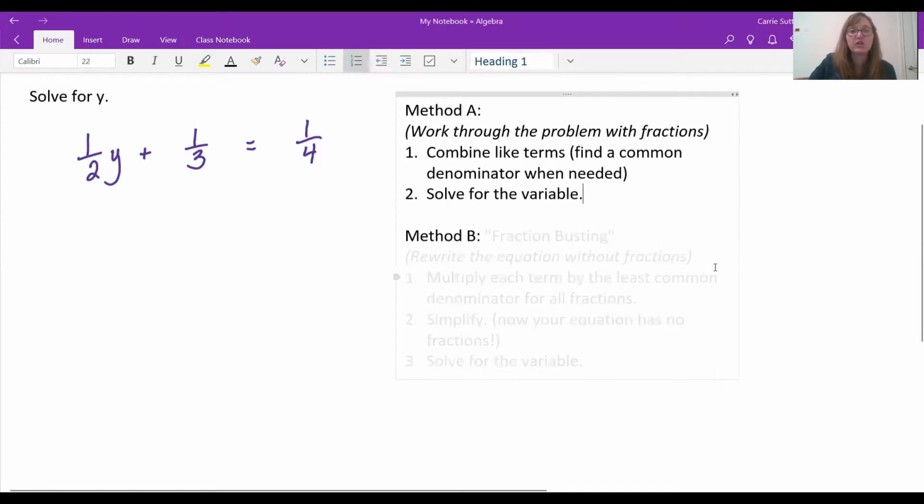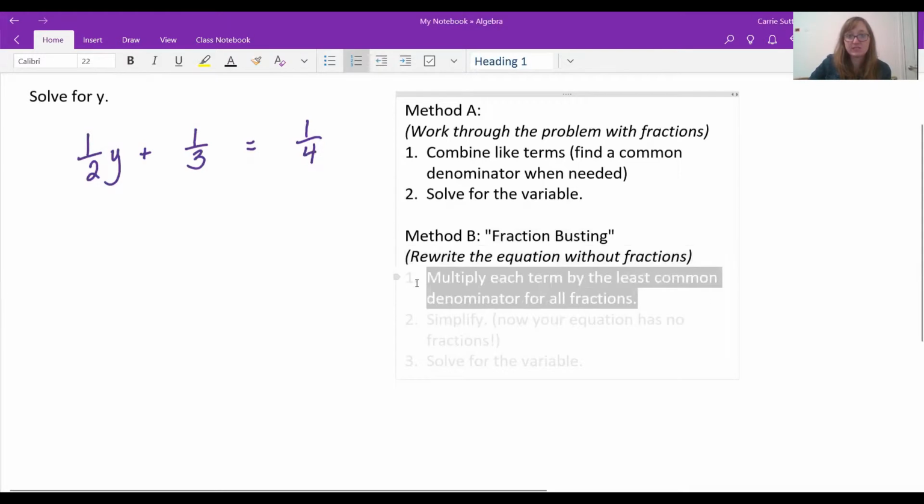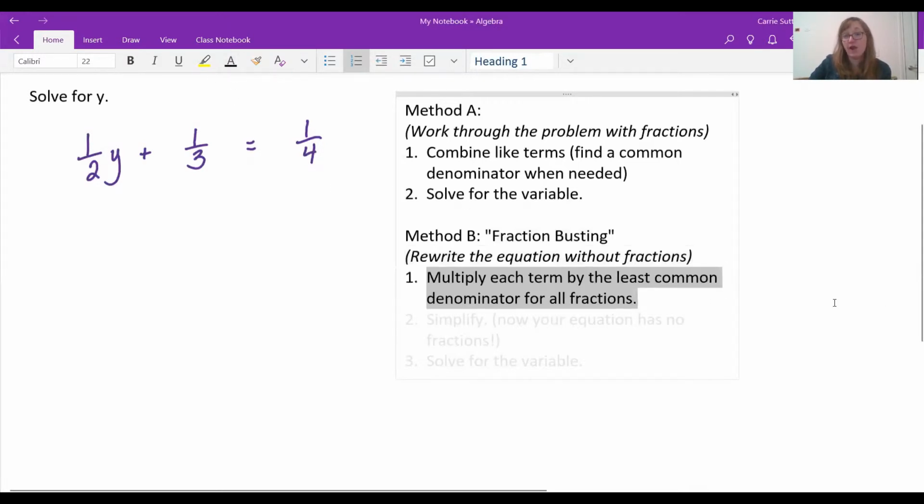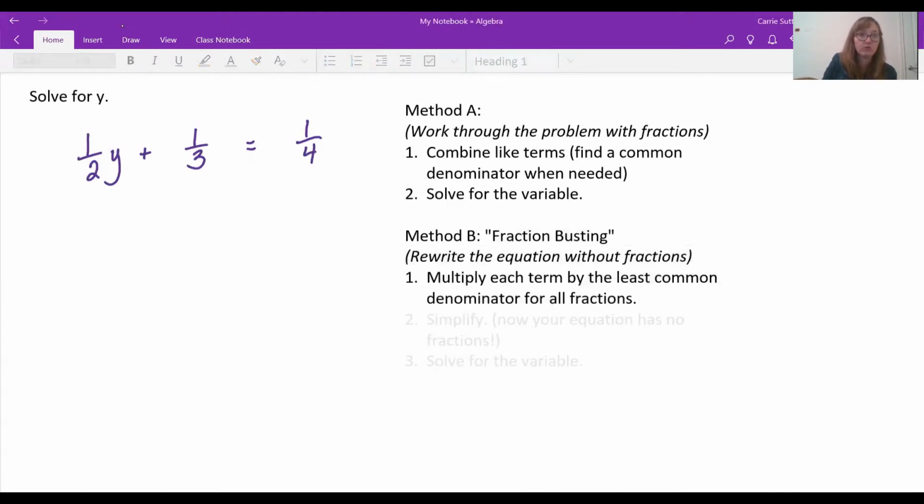The method that we're going to take a look at today is what we're calling method B, or fraction busting. What we mean by that is that rather than working through the problem with fractions, we're going to rewrite the equation without fractions. The first thing that we're going to do is multiply each term by the least common denominator for all the fractions. In other words, I'm going to take a look at my denominators. We've got a denominator of 2, 3, and 4.